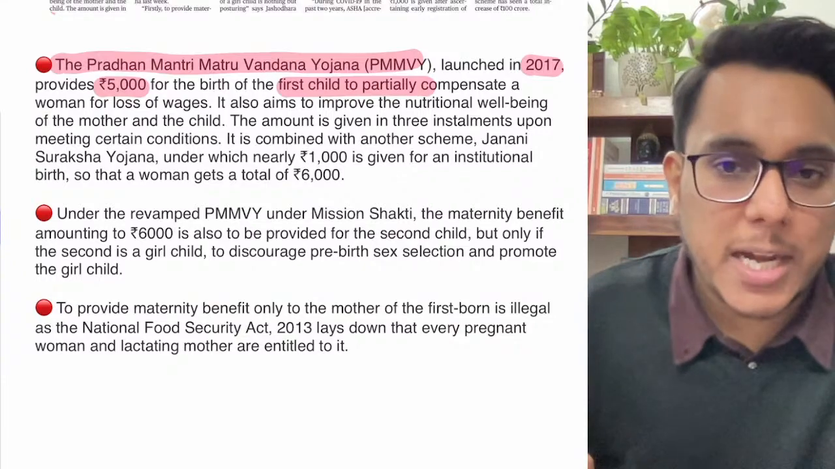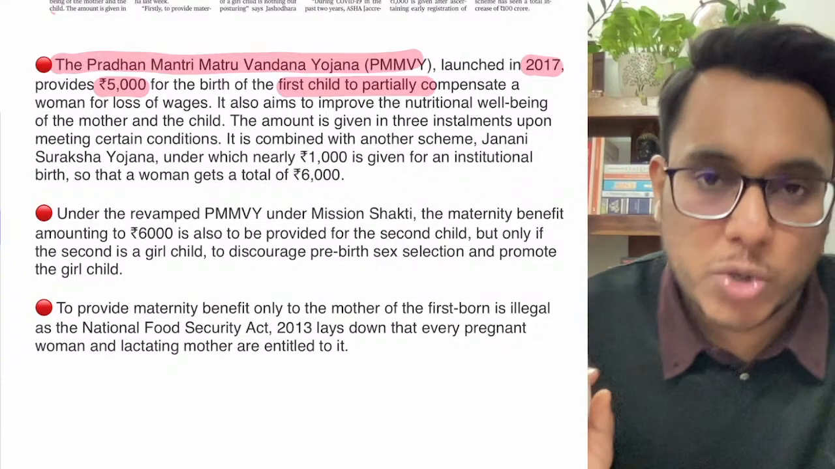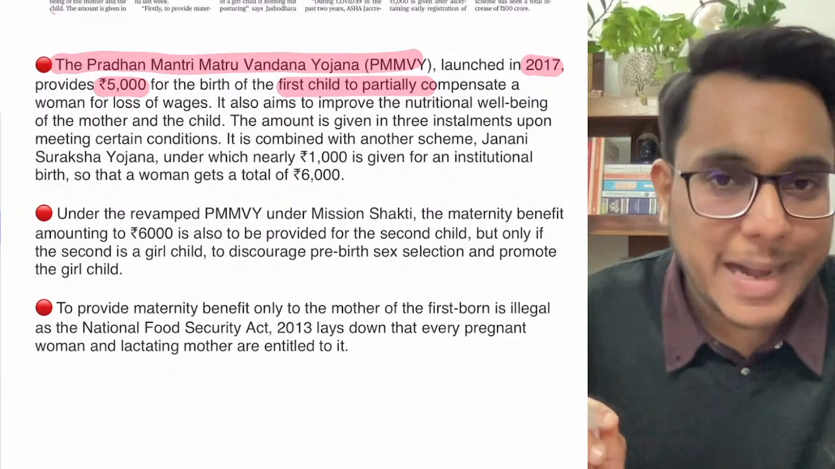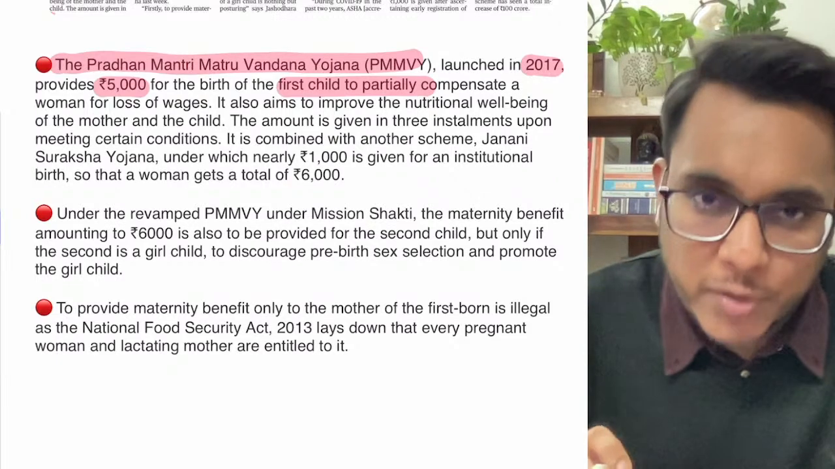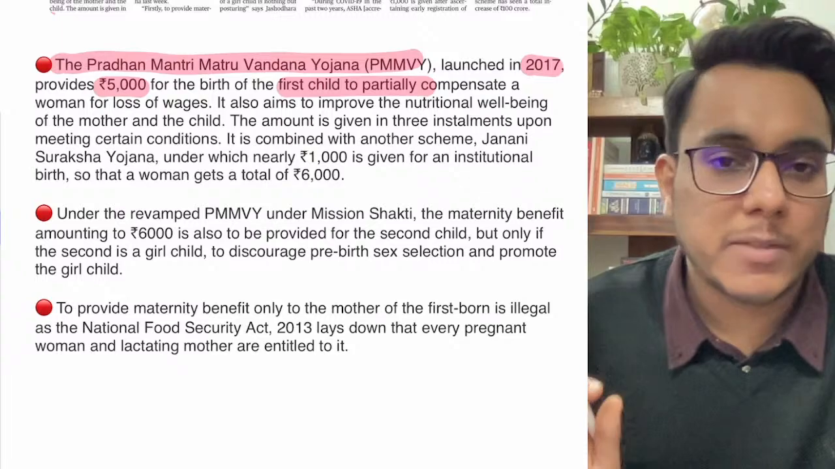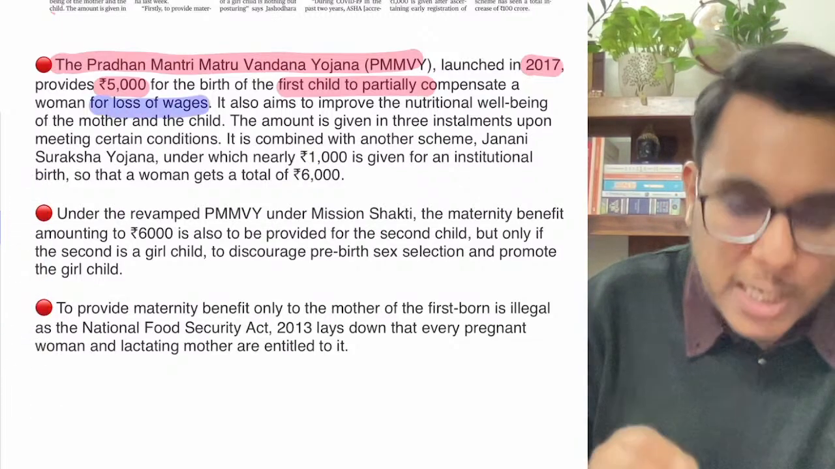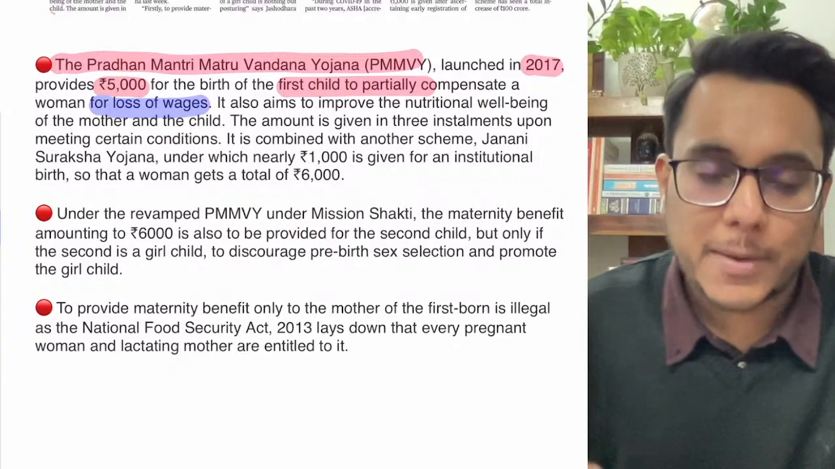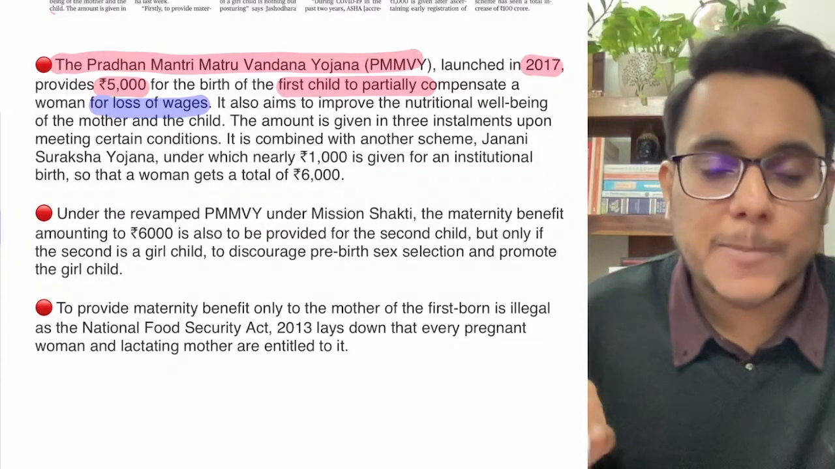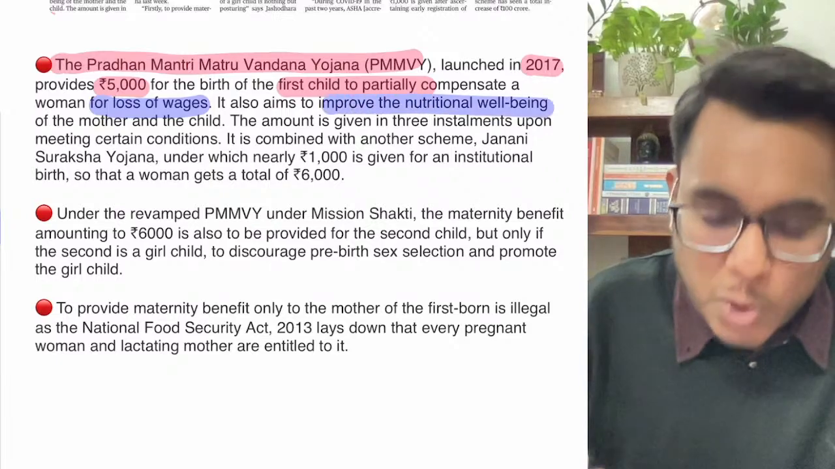Fine, if a first childbirth is being carried out as an institutional delivery, if proper antenatal care was taken, and registration of the birth was done, then 5,000 rupees will be provided. Why is this 5,000 rupees provided? To compensate for the loss of wage that will happen. Now from this 5,000 rupees, the mother can also improve her nutritional well-being.